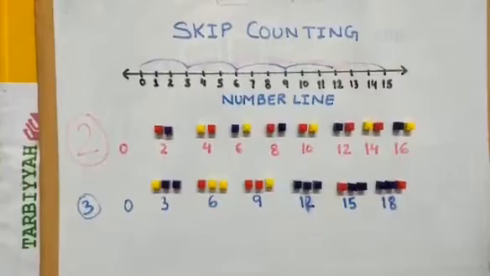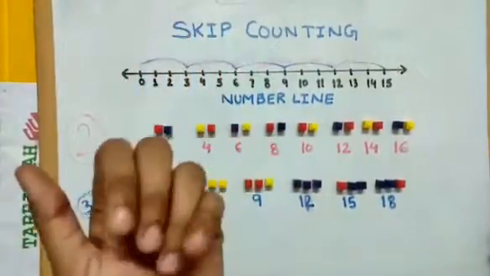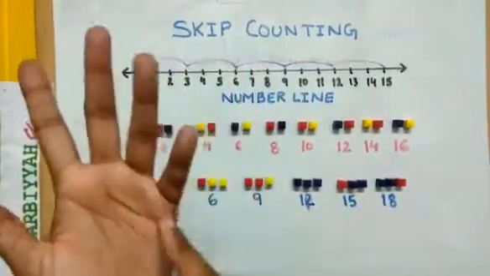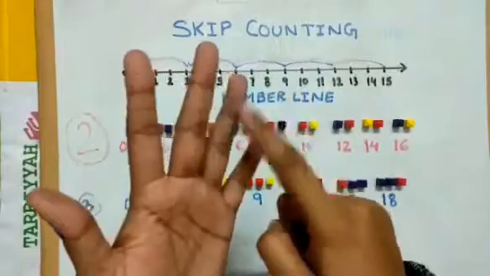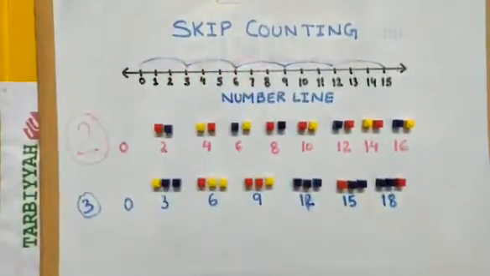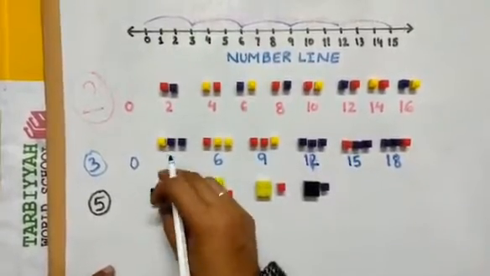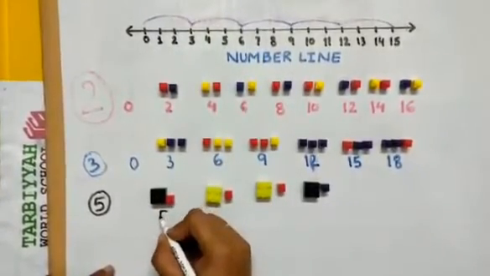Now students, we will do skip counting of 5. Skip counting of 5 we can easily do with our hands also. How many fingers do we have? 1, 2, 3, 4, 5. We have 5 fingers. So first we do it on our number chart. See here, write down 5 and 0.